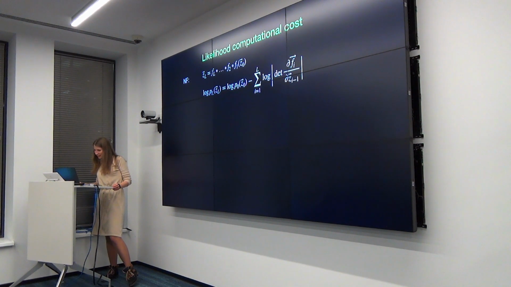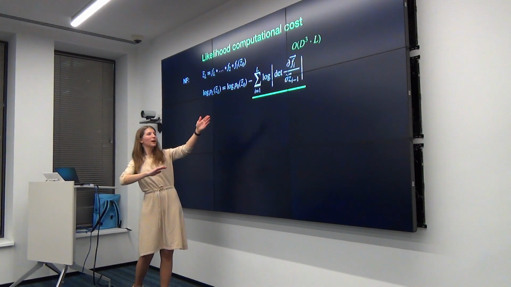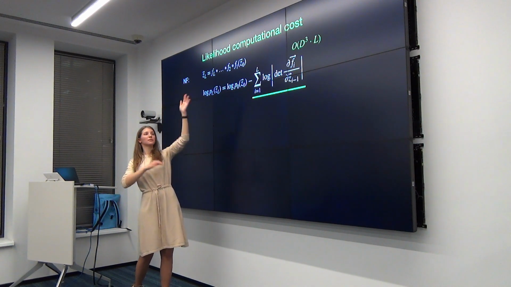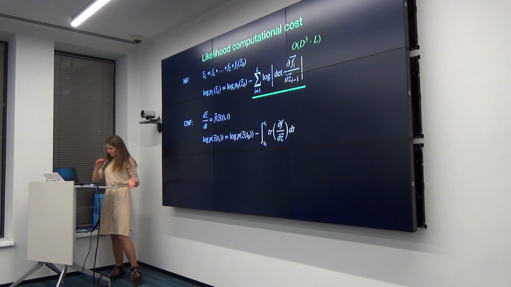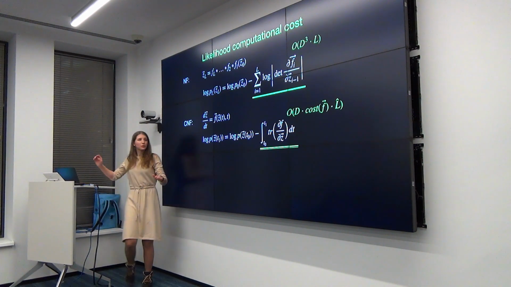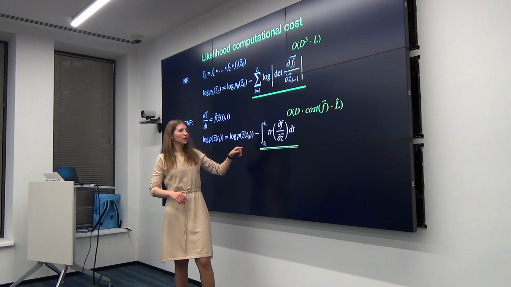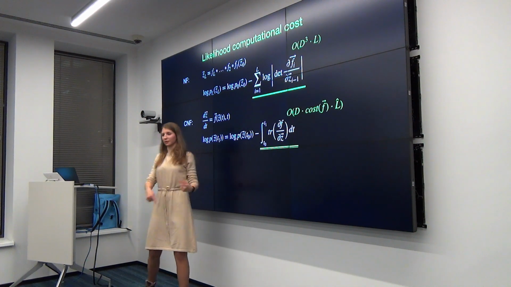Okay, now let's compare all approaches. Normalizing flows: here we need to compute determinants, which is cubic, and we have to do it L times because we have L transformations. Continuous normalizing flows: we need to compute the trace, which costs d forward passes, and we need to do it L hat times, where L hat is the number of steps in our numerical integration.